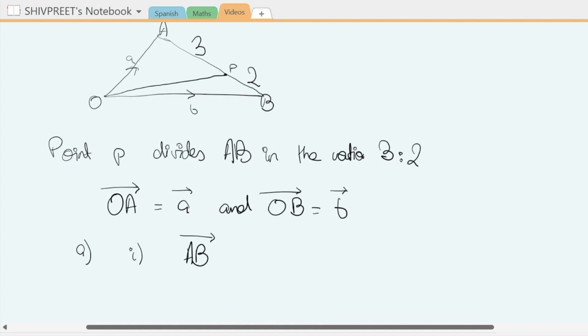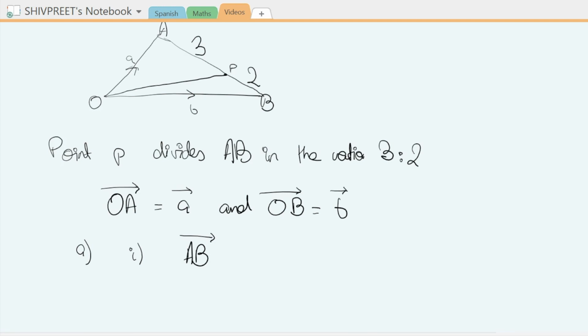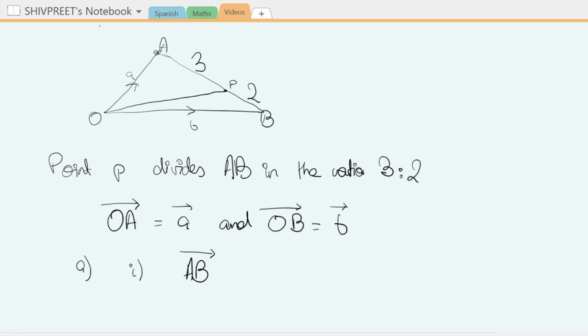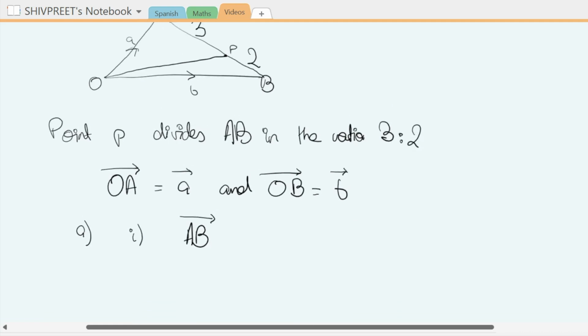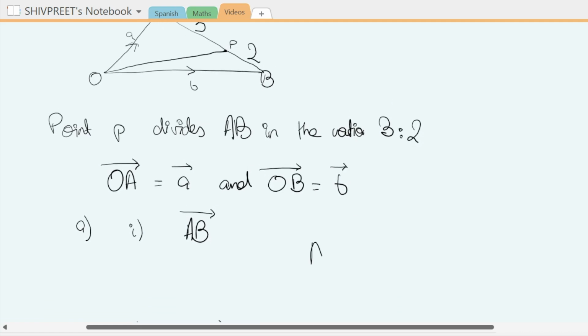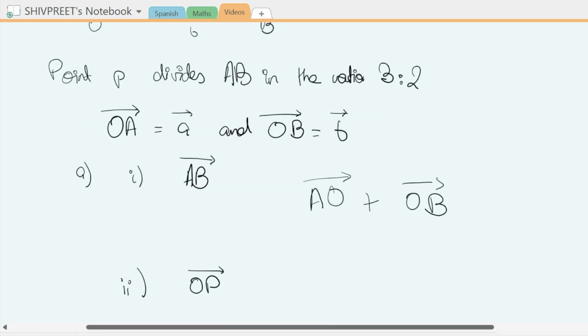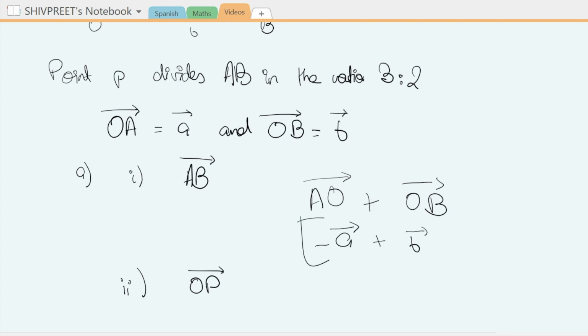Vector OA is equal to A and vector OB is equal to B. So find AB. We need to go from point A to point B. We can take a path from A to O plus O to B. Now we know OB is B, and AO will be the opposite of OA, so minus A. So this is our answer: minus A plus B.